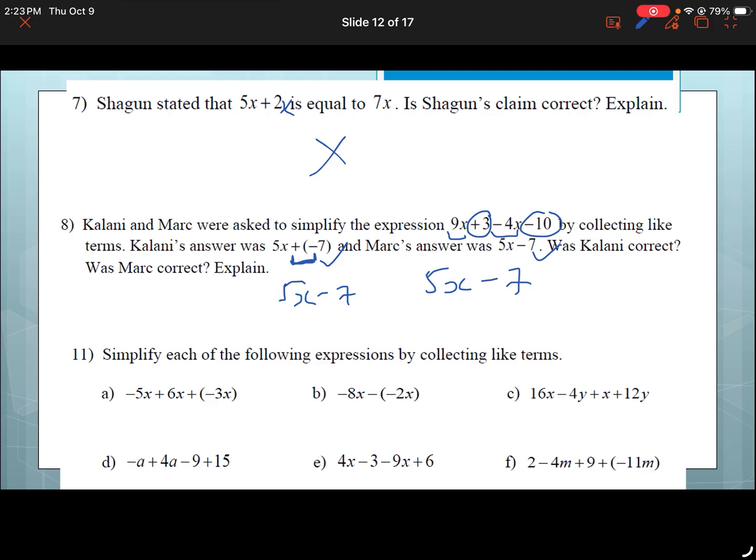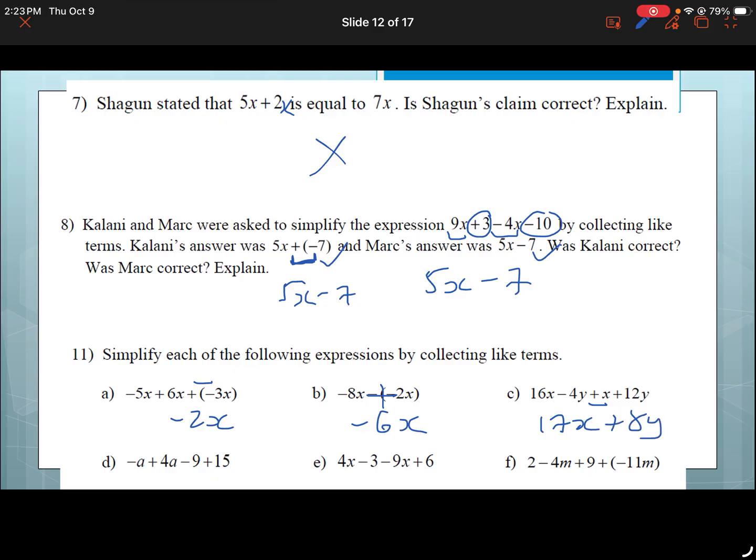And then last but not least, this is, so a plus minus means minus, so it's negative 5x plus 6x, which is 1x. Take away 3x is negative 2x. Negative 8x plus 2x, it gets you negative 6x. 16x plus 1x is 17x. Negative 4y plus 12y is positive 8y.